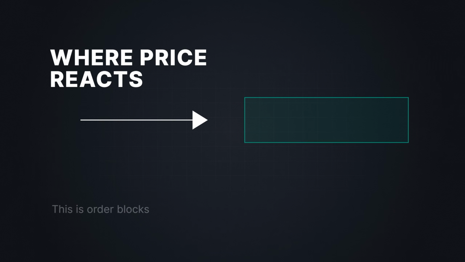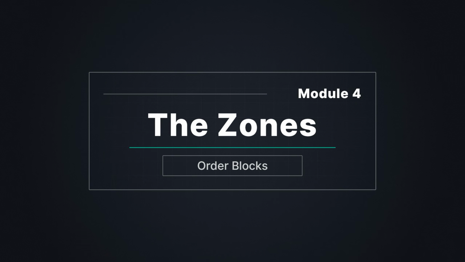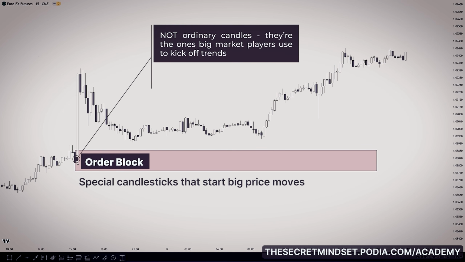Now you can read structure, liquidity, and effort, but you still need to know where price may react. That is where order blocks come in. Order blocks are special candlesticks that start big price moves. They're not just any candles, they're the ones big market players use to kick off trends.